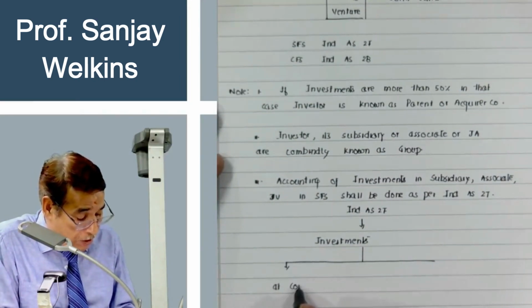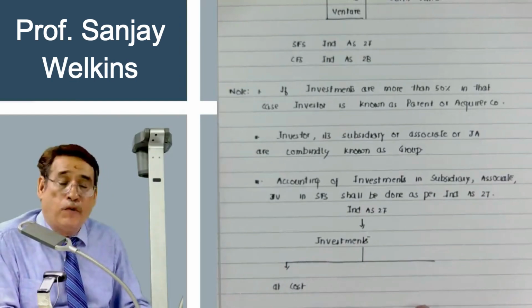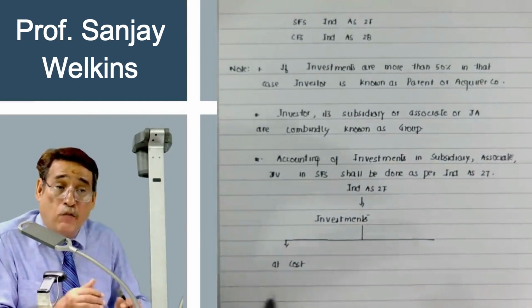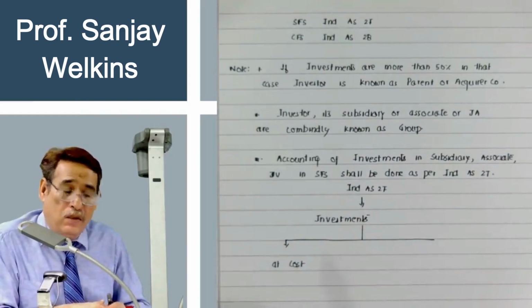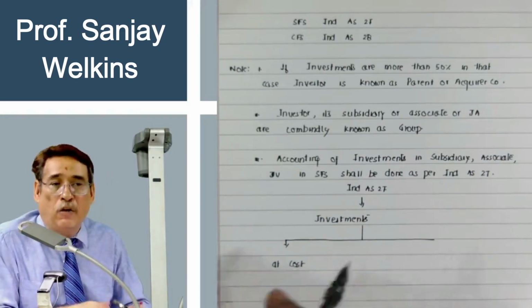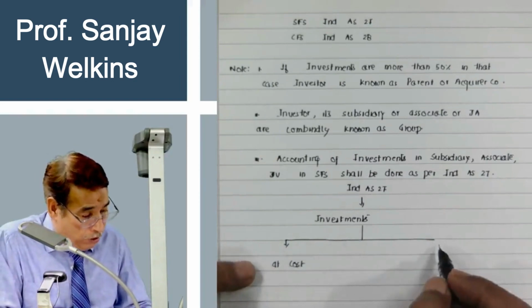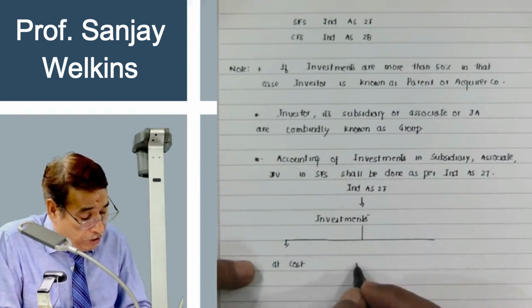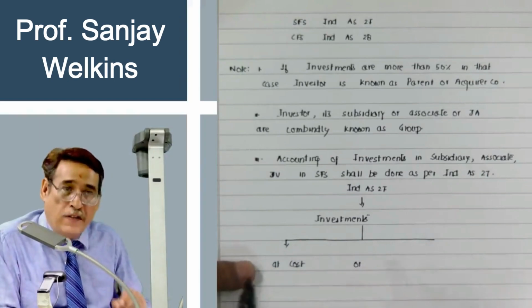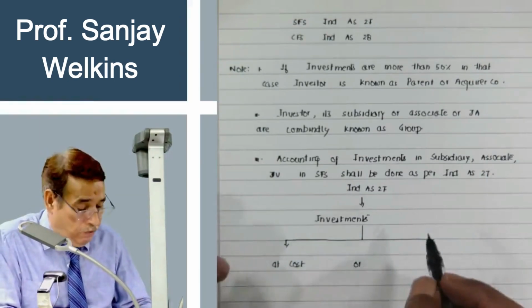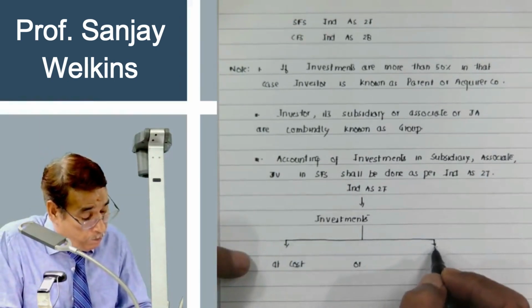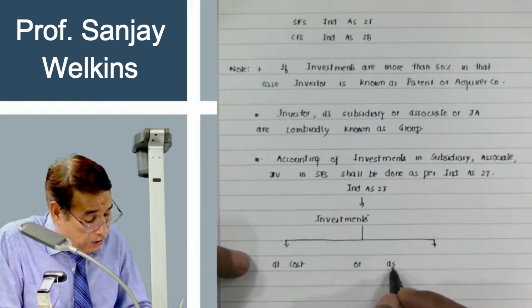Suppose I have acquired 10,000 shares of rupees 10 each, but I paid 1,50,000. So I can reflect the investment at rupees 1,50,000. So I can reflect the investment at cost, or Ind AS 27 states that you can reflect your investment at cost, or as per Ind AS 109.